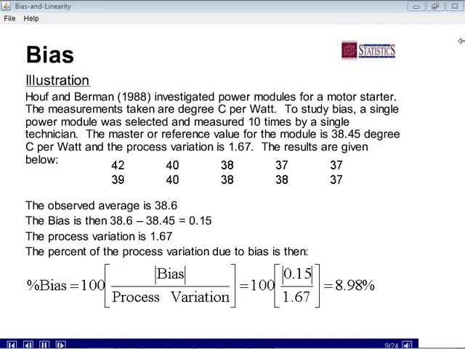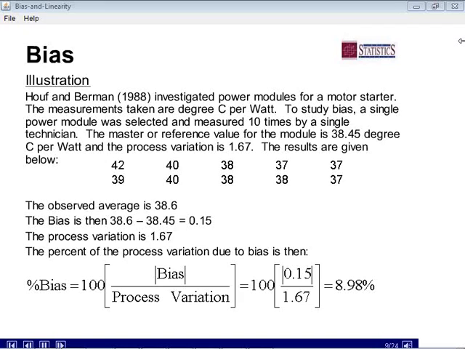So these measurements were taken. Out of these measurements, off of this part with this gauge under identical conditions, the observed average was 38.6. Therefore, the bias is nothing more than the difference between the observed average and the reference value, the master value, which turns out to be 0.15. The process variation is 1.67. So if we want to record the percent bias, that would be 100 times the absolute value of bias over process variation, which turns out to be about 9% of the total process variation that's due to bias. Is that significantly large or not?